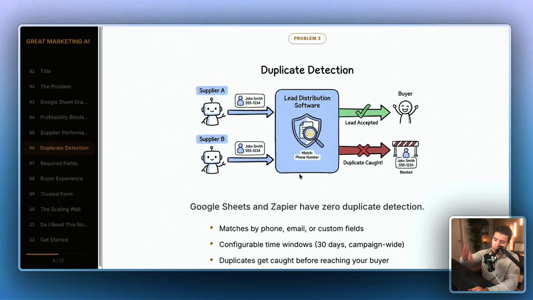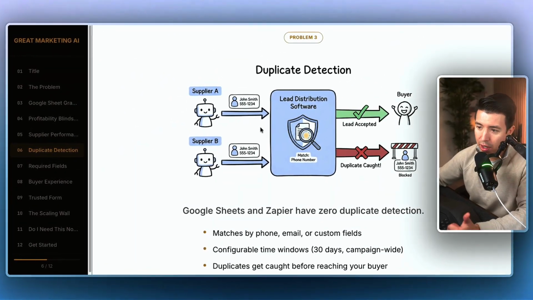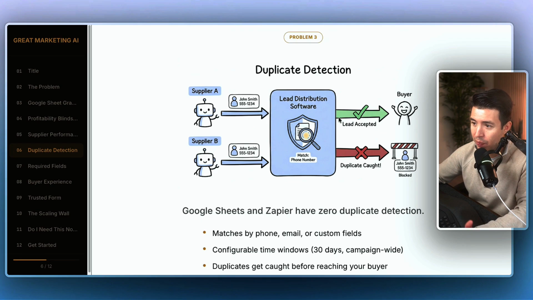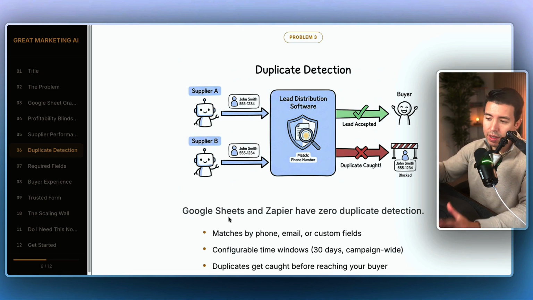Problem number 3, duplicate detection. Supplier A sends you John Smith, supplier B sends you John Smith. Our lead distribution software can match those contacts and catch those duplicates before they even reach you. Google Sheets and Zapier have 0 duplicate detection.